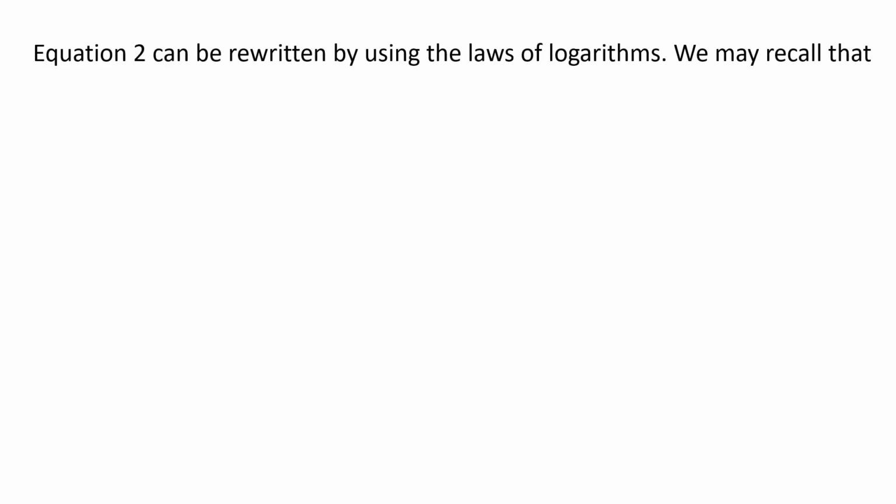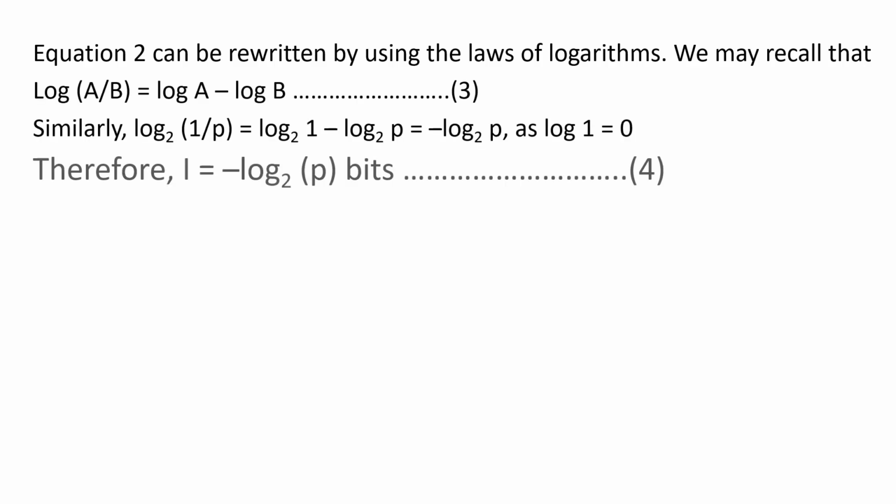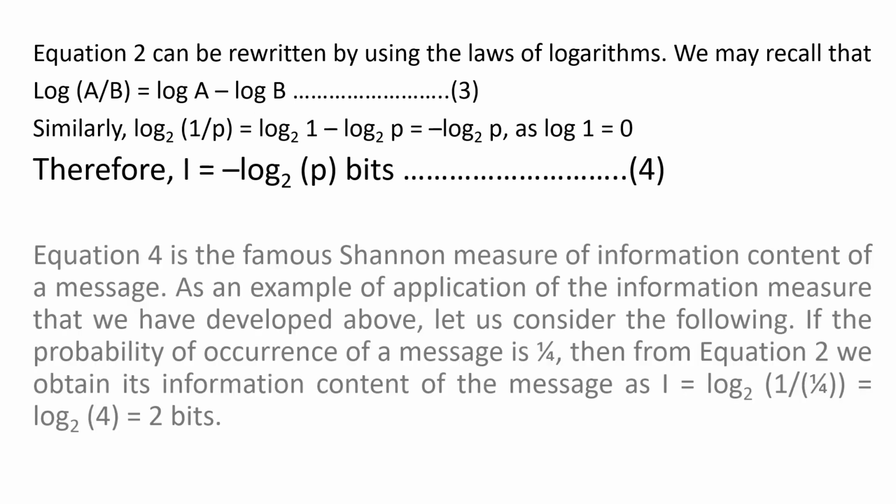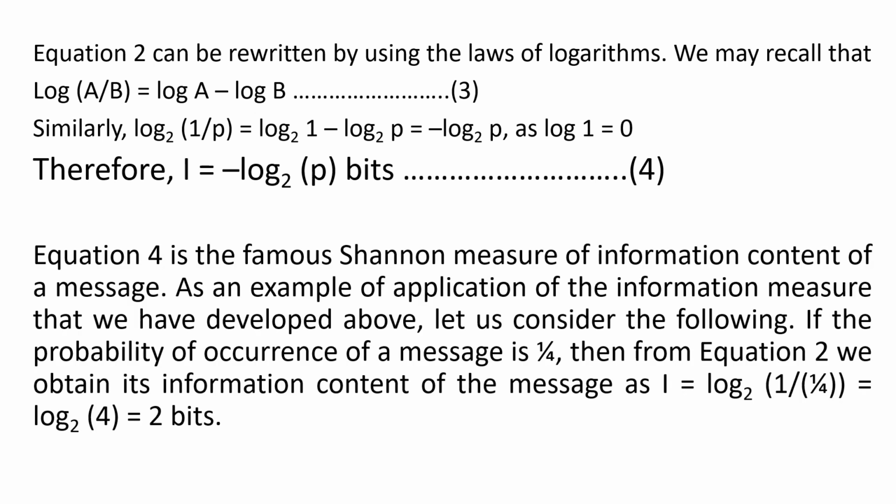Now, equation 2 can be rewritten by using the laws of logarithm. We may recall that log of a by b equals log a minus log b. Similarly, log base 2 of 1 by p equals log 1 minus log p, which equals minus log p, as log 1 equals 0. Therefore, I is equal to minus log p base 2 bits, equation 4. Now, equation 4 is the famous Shannon measure of information content of a message.